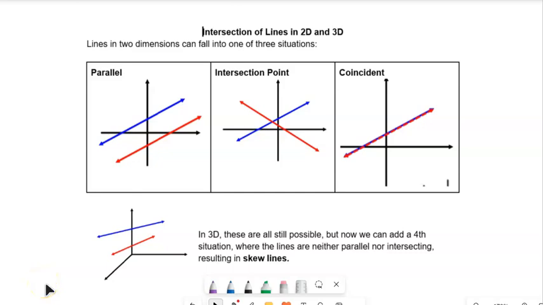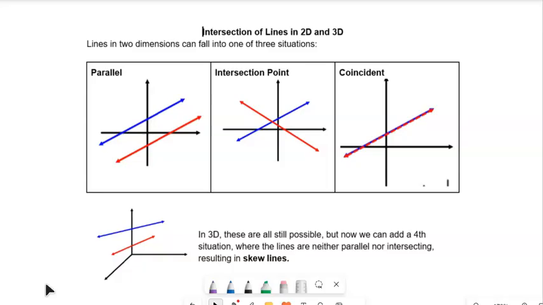Okay, if we have more than one line in 2D and in 3D, then they can fall into one of three categories. So the lines can be totally parallel. They run in the same direction, but they never intersect. They can intersect. They can be the same line.